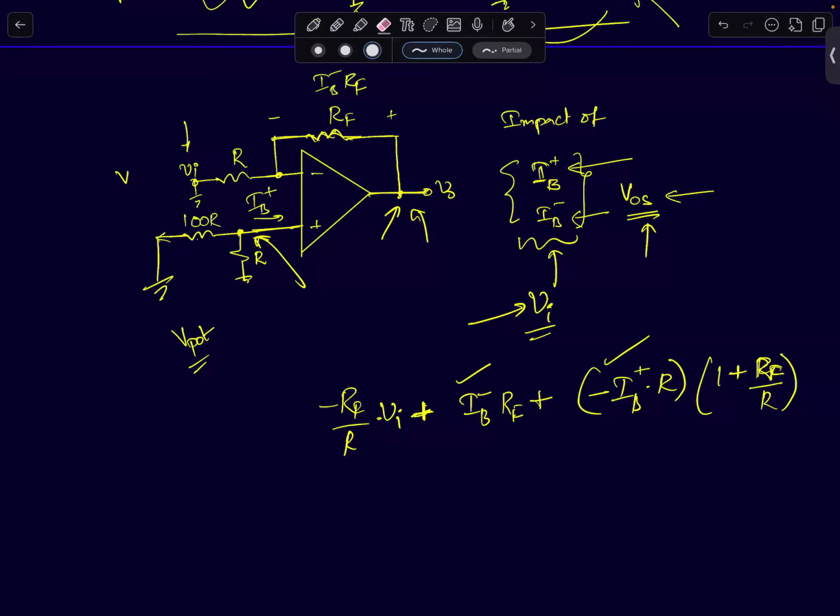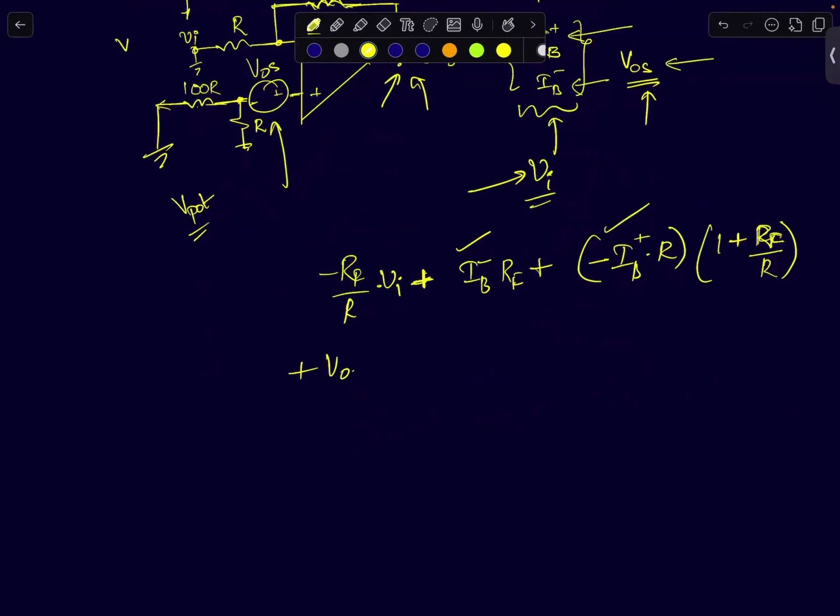If you want to capture V offset voltage, again you have to assume IB minus is 0. V offset, you can treat it like a voltage source in series with the input. Since there is no current flowing inside the op-amp, I can treat the voltage drop across these resistors to be 0. Okay, so then it's like V offset appearing at the positive terminal, which will get amplified as a non-inverting configuration. So that will be V offset times 1 plus RF by R.